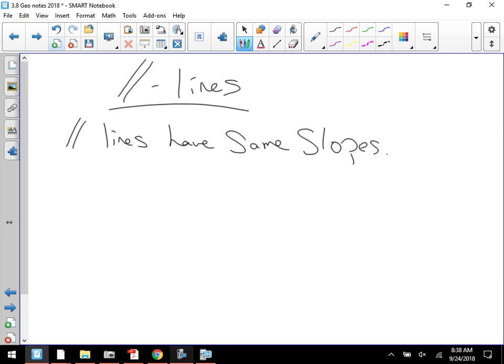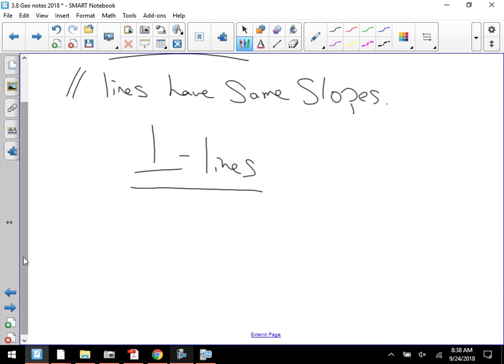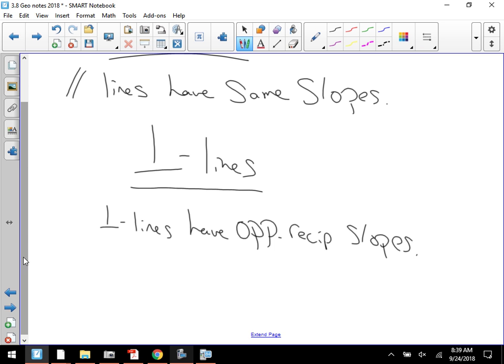And then perpendicular lines have what are called opposite reciprocal slopes. Okay, opposite reciprocal. So parallel lines would be same slopes. Perpendicular lines would be opposite reciprocal slopes. Again, this is all a review of things you guys did back in Algebra 1. We bring it up again here because in geometry, you talk about parallels and perpendiculars.